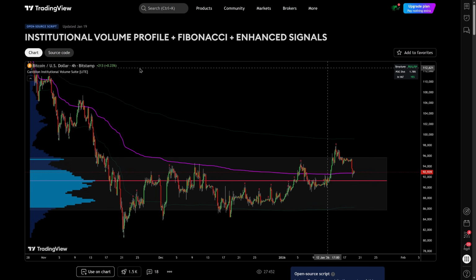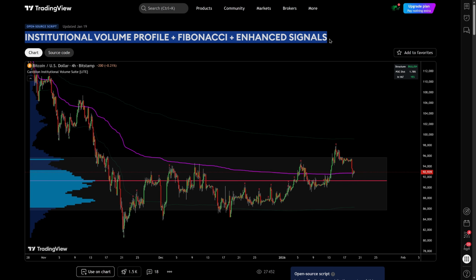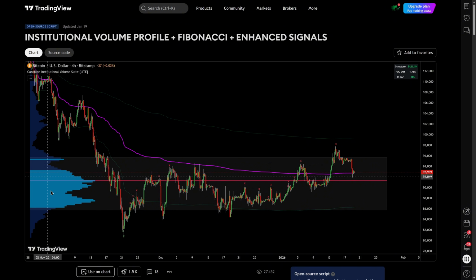Now that you've seen how the breakout model works, let's reveal what's behind it. This is the Institutional Volume Profile Fibonacci Enhanced Signals Indicator. It combines institutional volume profiling to define the 70% traded zone, anchored VWAP logic to determine the institutional average price, Fibonacci confluence for structural reference, and intelligent filtering to keep the chart clean and organized.